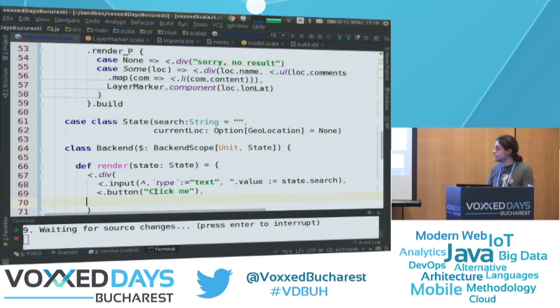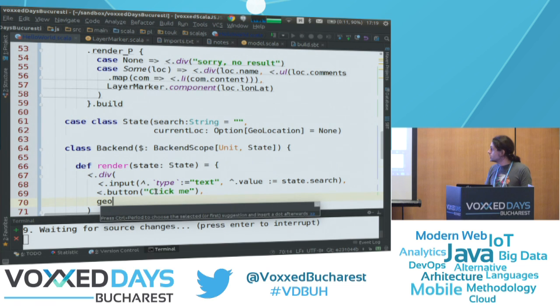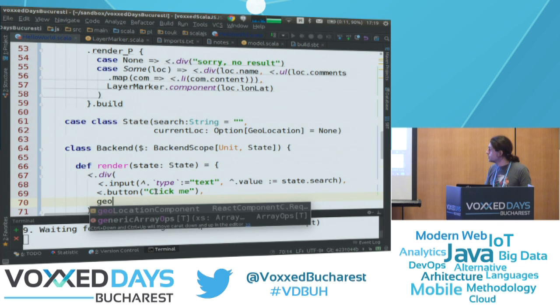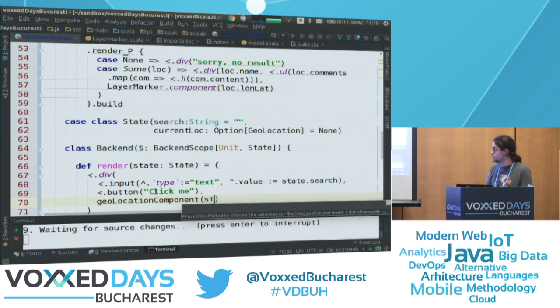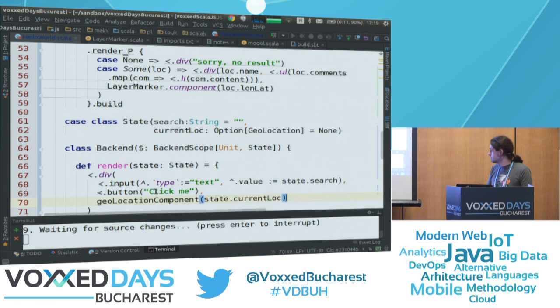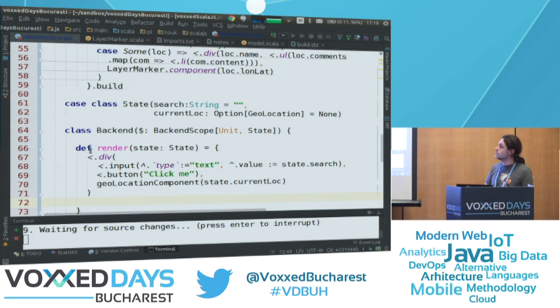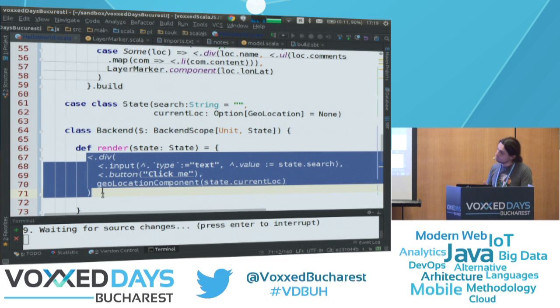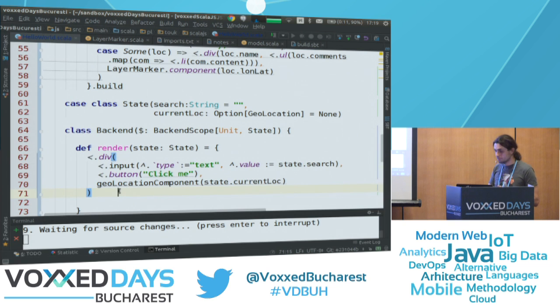And the last thing is, of course, we use our geolocation component that we defined before. So how will it render? Of course, it will render the current location, right? See? So again, this is normal Scala.js React DSL for defining a div, some normal DOM components, and inside also using some custom defined component.